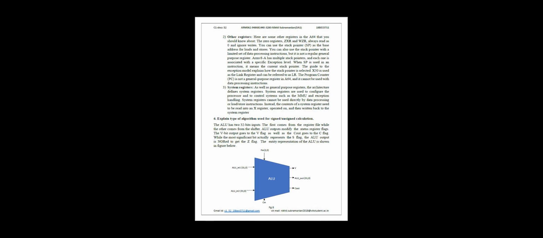Then the third is the other registers. The third type are the zero registers, XZR and WZR, which always read as zero and ignore writes. There is the stack pointer, used as the base address for loads and stores, and for a limited set of data processing instructions. The program counter, however, is not a general purpose register in A64, and it cannot be used with data processing instructions.